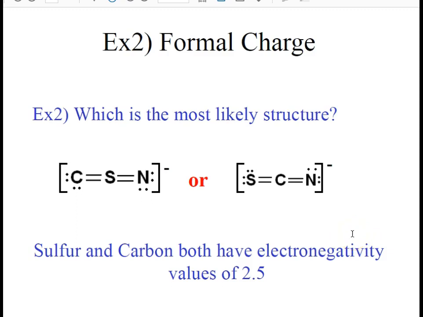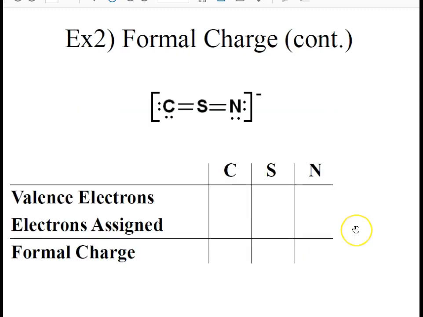Alright, what about these two? This is CSN, the compound, or excuse me, the polyatomic ion. We see it has a -1 charge on it. So would it be more likely for the sulfur or for the carbon to be in the middle? All right, let's calculate formal charge to decide.